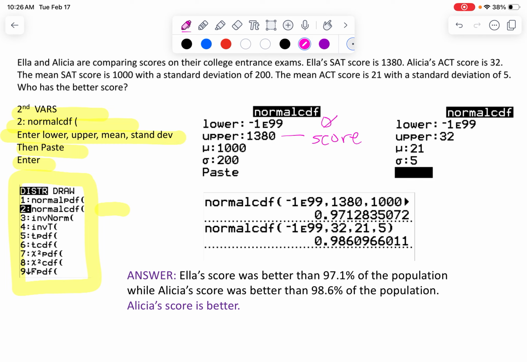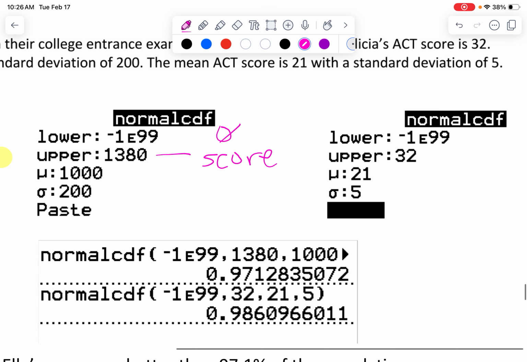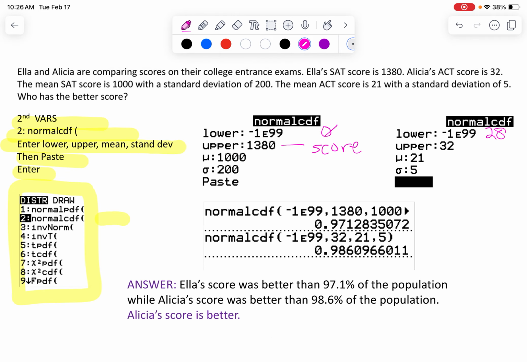Now, sometimes you will. And again, if they say, hey, let's just say people who score between a 28 and a 32, then on this part, you would put 28 here as your lower and then 32. But they didn't do that, so we just keep it as a really small negative number there to make sure that we're good.